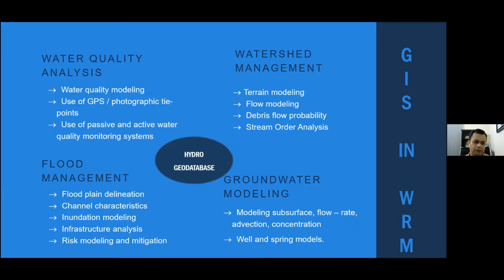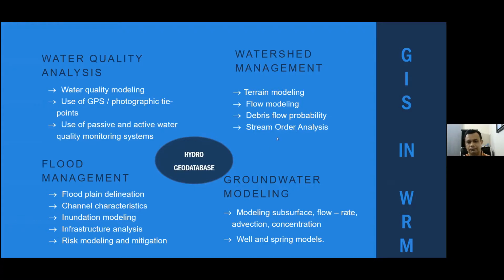We can also analyze the infrastructures. We can also identify the risk model in this GIS platform. So next to flood management, we can think about the watershed management. So in this watershed management, what can GIS assist? GIS can assist in modeling terrain, in modeling flow analysis, in modeling debris flow probability, and we can also identify the stream order analysis in watershed for analyzing watershed management.